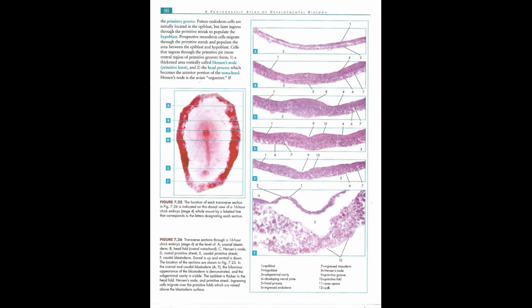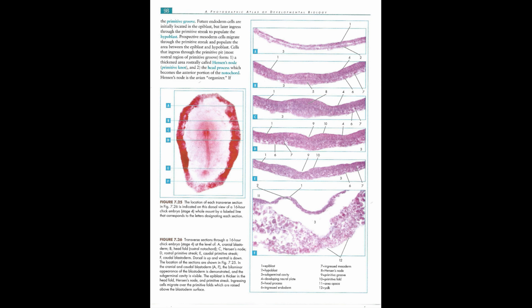Future endoderm cells are initially located in the epiblast, but later ingress through the primitive streak to populate the hypoblast. Prospective mesoderm cells migrate through the primitive streak and populate the area between the epiblast and hypoblast.